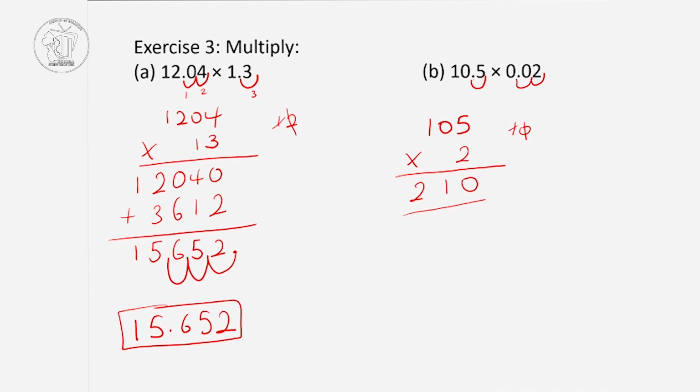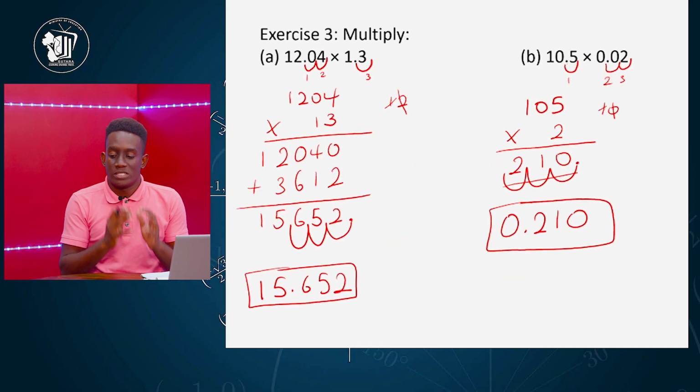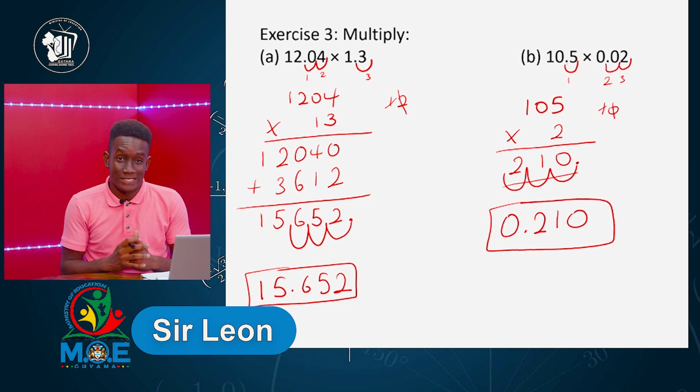So we saw that we moved the decimal point 1, 2, 3 times. So we have to move it back. It's here. Move it back 3 times. 1, 2, 3. So we'll have 0.210 as the answer. So 0.210 is the same as 0.21. So either one could work.